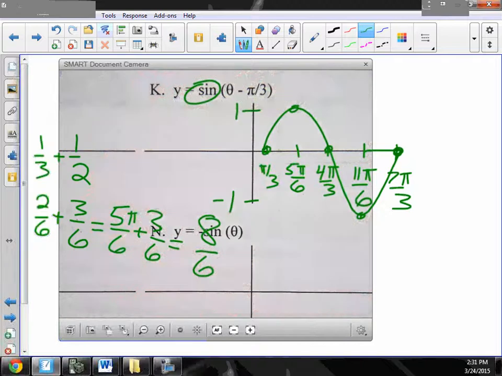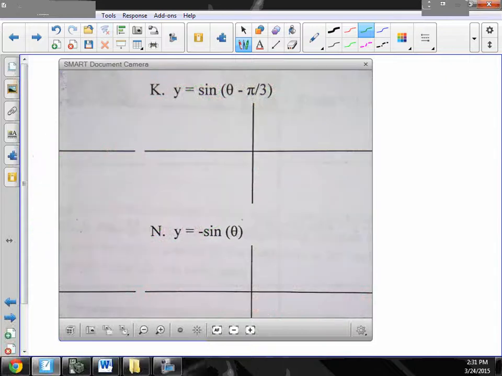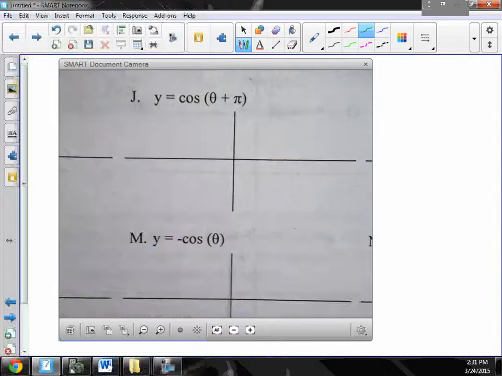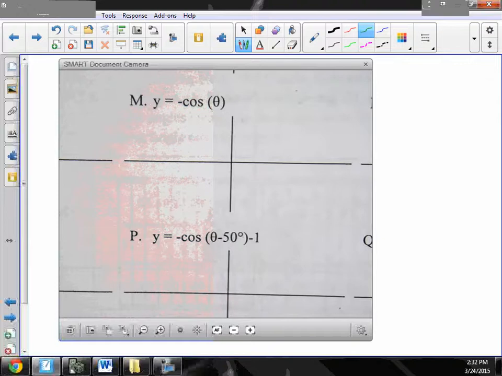We getting the hang of this? Okay. I'm going to leave L up for you. Letter M. What is M going to look like?